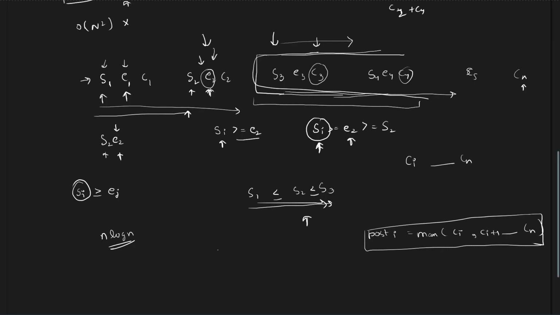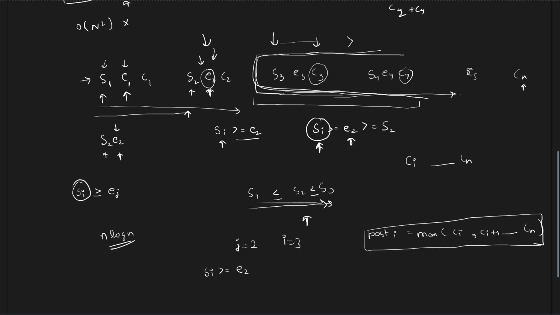Now if we have found E2, let's say j is equal to 2, now we have to find an index I such that S of I is greater than or equal to E2. So let's suppose that we have found our I is equal to 3. Now all the values after this particular index, C3, C4, C5 and so on up to Cn, are possible candidates for our answer, right? So we need the maximum value among all these values.